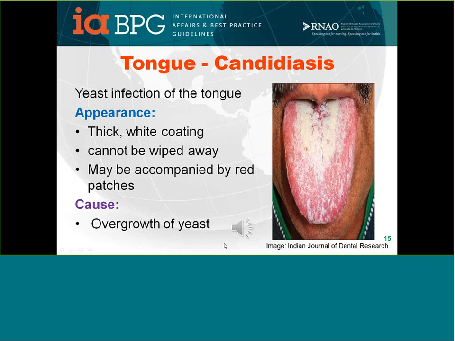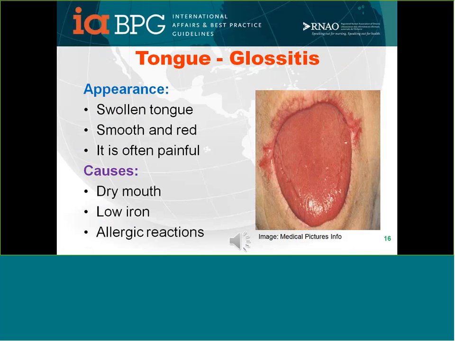Candidiasis will appear as a thick white substance coated on the tongue that cannot be wiped off. It may be accompanied by red patches on the tongue as well. The cause of candidiasis is an overgrowth of yeast that can cause this infection. It is a very common oral manifestation of antibiotics because the yeast have an opportunity to thrive when less bacteria are present.